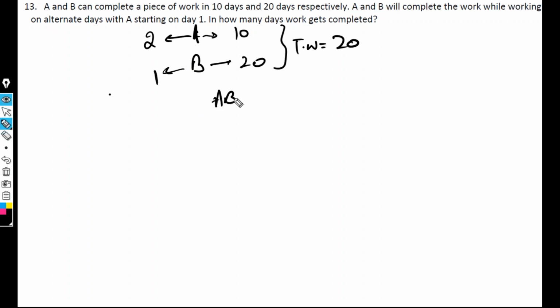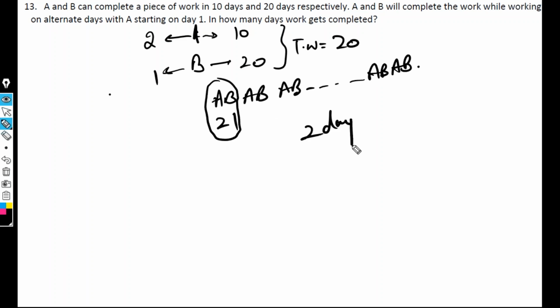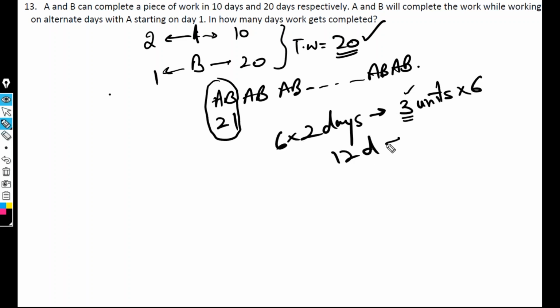As it is given that they are working on alternate days in this fashion, on day 1, A will complete 2 units, B will complete 1 unit. So we have to go with the pattern. In 2 days, please keep in mind, guys, 3 units of work get done. Then I said, divide total work by 3 and multiply both sides by the quotient. So 20 divided by 3, the quotient is 6. Multiply both sides by 6. So in 12 days, 18 units of work are completed.